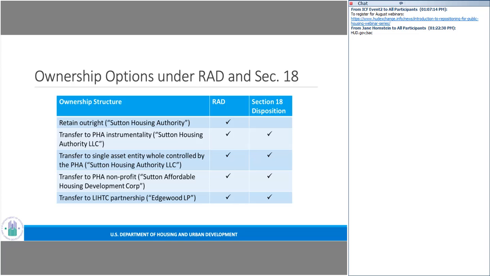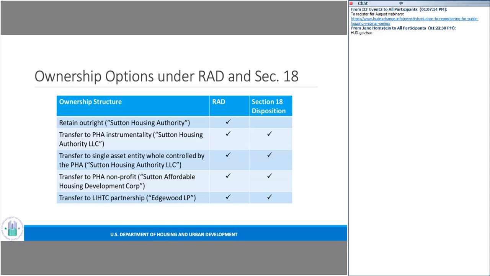So the PHA can transfer the property to an instrumentality of the housing authority, the Sutton Housing Authority LLC. This is an entity that is really not in any way distinct from the housing authority, other than it keeps a separate set of books. It's mostly for accounting purposes that this entity is distinct from the housing authority. But it's still run by the same executive director. It's still under the same board. It still employs the same staff. There's no real difference.